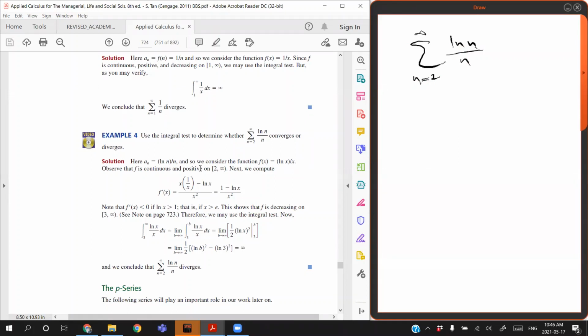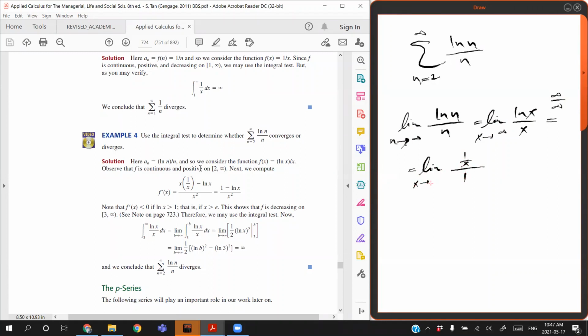The first thing you're going to do is use the test for divergence, because you may be lucky and this will work as n approaches infinity. This limit is the same as the limit of ln of x over x as x approaches infinity. So I can use L'Hopital's rule because this is infinity over infinity. So I get the limit of 1 over x over 1 as x approaches infinity, and this is clearly 0. That's unlucky. That means the test for divergence is inconclusive.